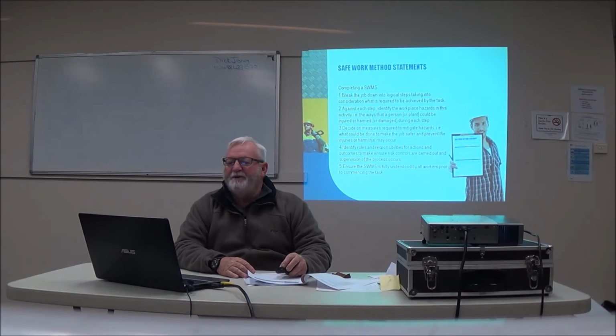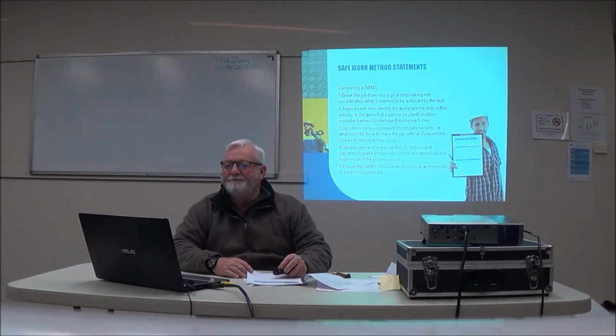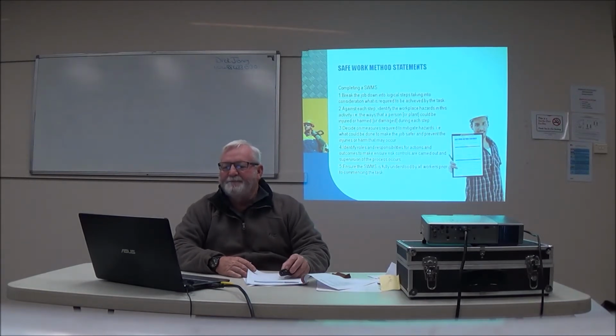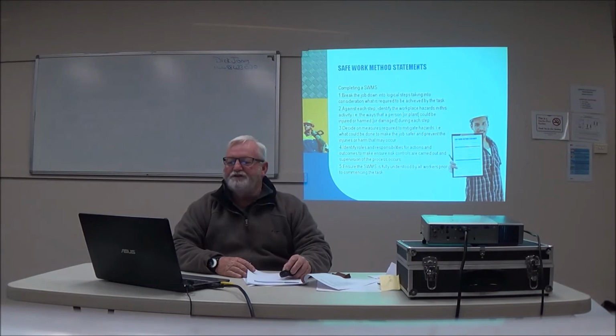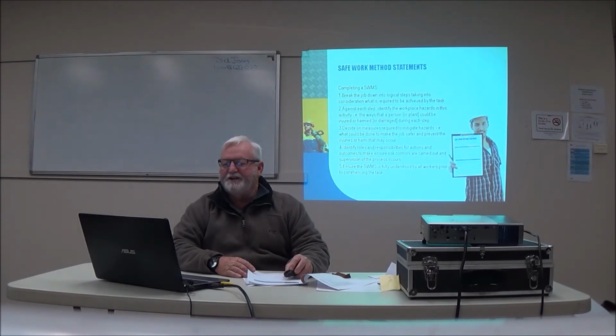Completing a safe work method statement. 1. You break the job down into logical steps, taking into consideration what is required to be achieved by the task. 2. Against each step, identify the workplace hazard in this activity, i.e. the ways that a person or plant could be injured or harmed or damaged during each step. 3. Decide on the measures required to mitigate hazards, i.e. what can be done to make the job safer and prevent injuries or harm that may occur. 4. Identify the roles and responsibilities for actions and outcomes to make sure risk controls are carried out and supervision of the process occurs. 5. Ensure the safe work method statement is fully understood by all workers prior to commencing work.